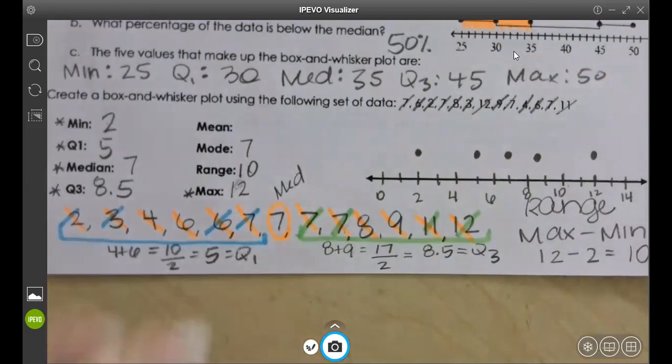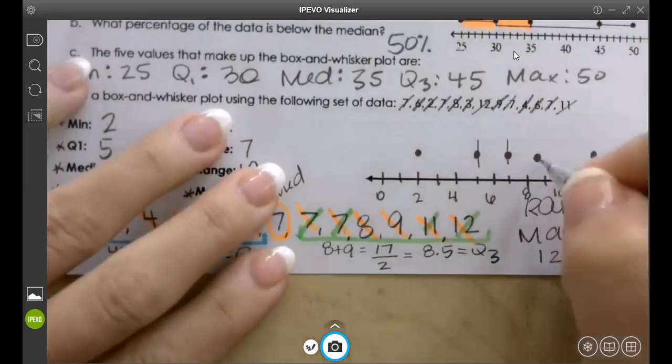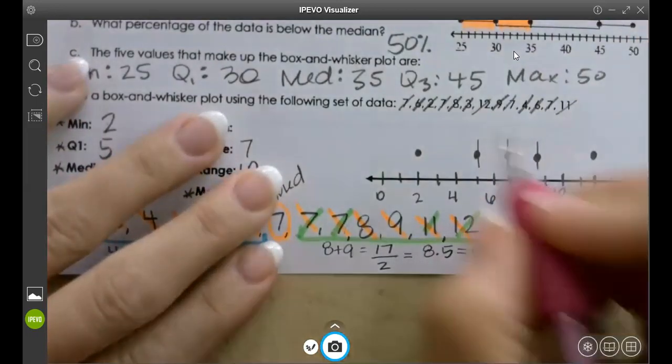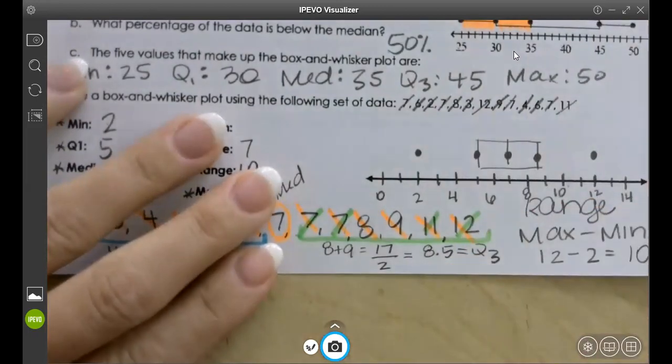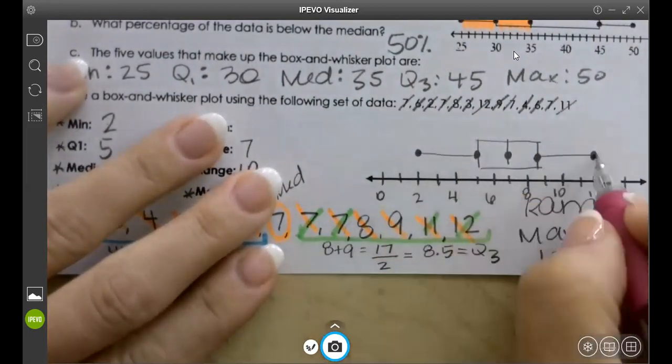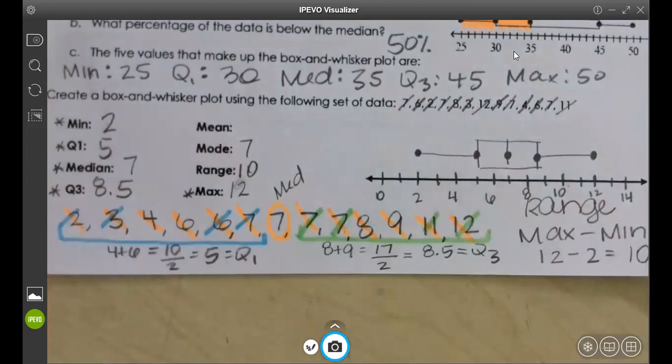The middle 3 will make your box, so you just do vertical lines and then box them in. And then the last 2 will make your whiskers. That's it, y'all. That's all you gotta do.